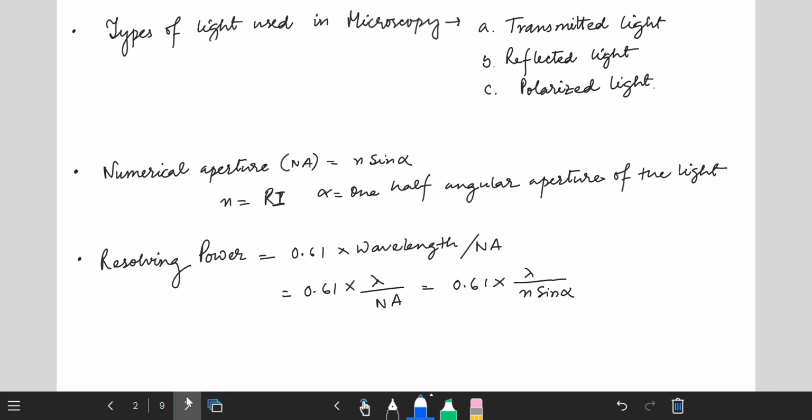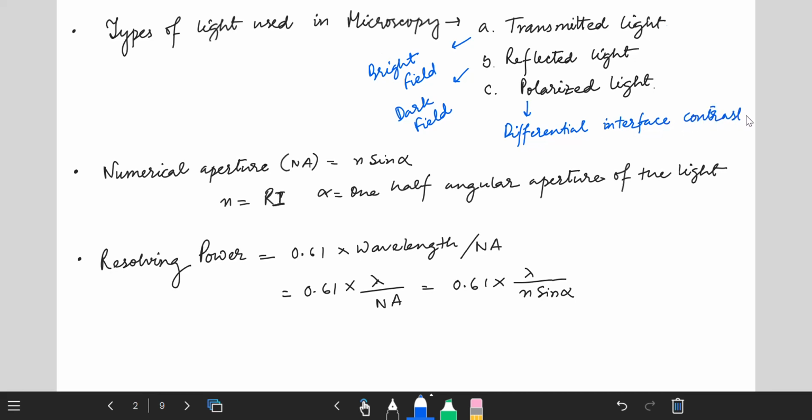So what type of lights are used in microscope? Mainly three types of light are used in microscope. First one is transmitted light, second one is reflected light, and third one is polarized light. Transmitted light is used in bright field microscope, reflected light is used in dark field microscope, and polarized light is used in differential interference contrast microscope.